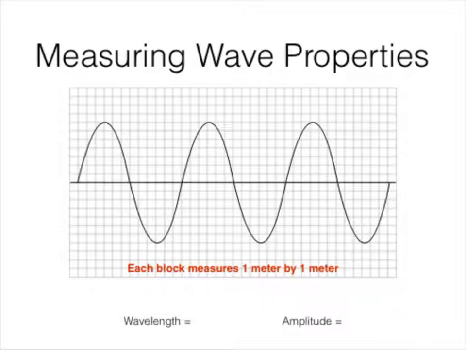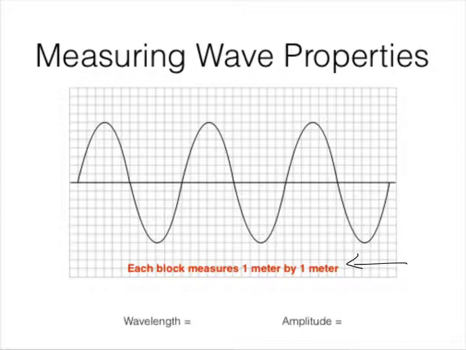So let's give it a try. If we start out with our transverse wave, first we want to notice that our measuring unit here is that each block measures 1 meter by 1 meter. And whenever we make measurements, we have to make sure we record the quantity, how much, and the unit. Are we measuring this distance in meters or centimeters or inches or feet? Those are our units. So you have to include both the quantity and the unit.